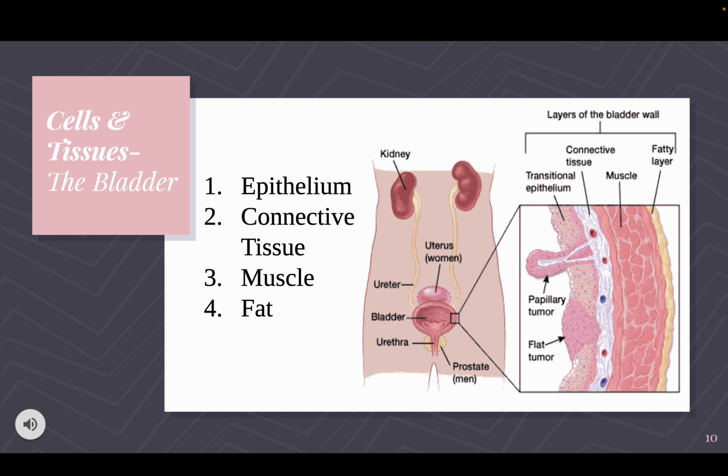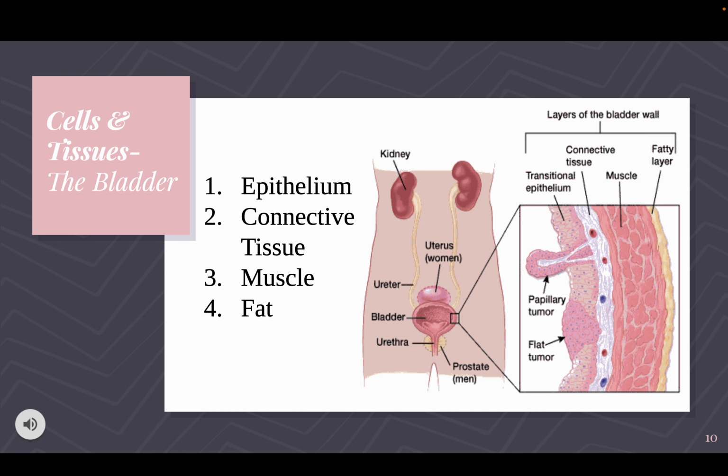Cells and tissues. We're going to be going into the 4 layers that make up the bladder. From the inside out, the epithelium is the first layer on the inside of the bladder. It acts as a lining for the bladder. The lamina propria is the next layer. It consists of connective tissue, muscle, and blood vessels.